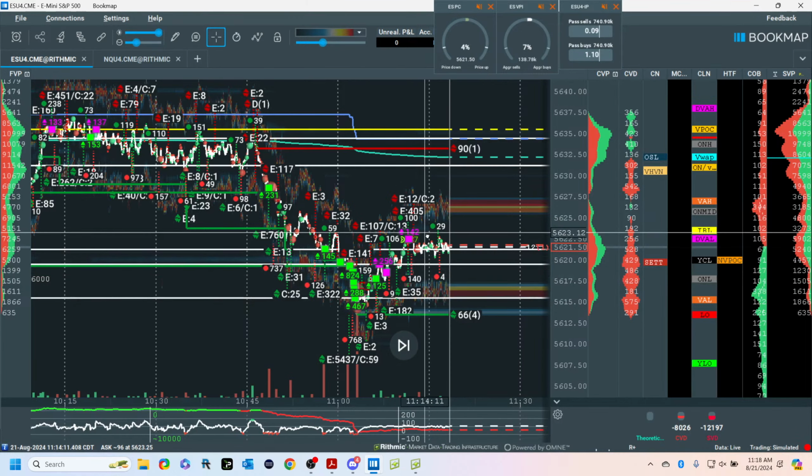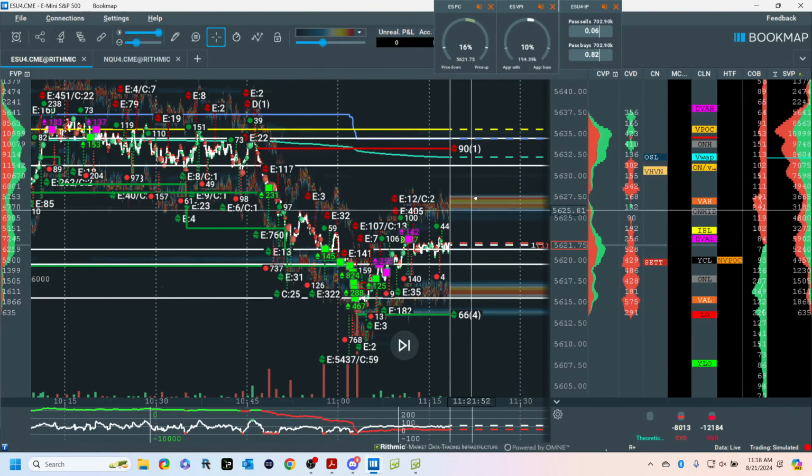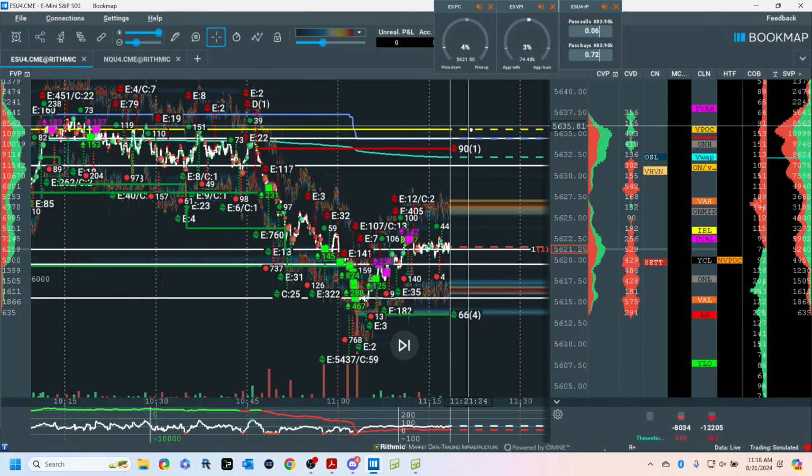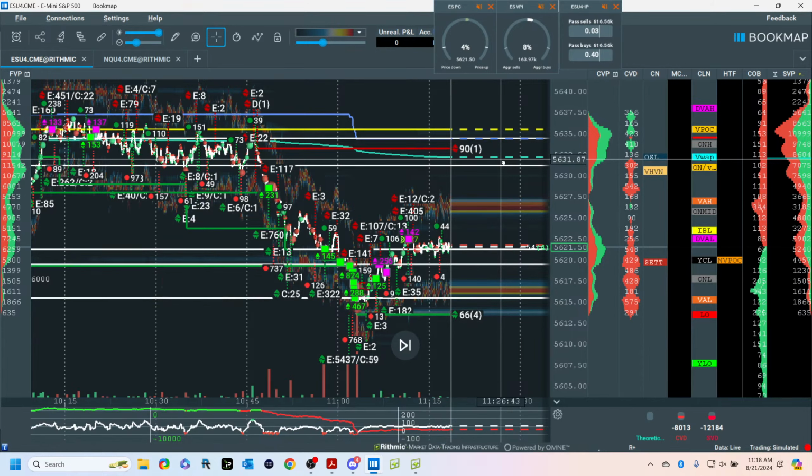And if I don't get a scale, I take a full stop. If I get a scale, I scratch. If it gets to my target, even if I'm only running a 2-lot, it could be almost a 15-point trade. So yeah, that's what this does.